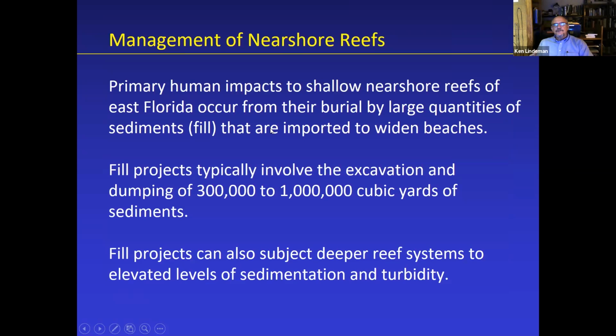So management of nearshore reefs is something we could spend a lot of time on, but in short, primary human impacts occur from their burial by large quantities of sediments, fill, that are imported to widen beaches. Fill projects typically involve the excavation and dumping of 300,000 to 1 million or more cubic yards of sediments per project, very large and complex engineering projects. Fill projects can also subject deeper reef systems to elevated levels of sedimentation and turbidity.